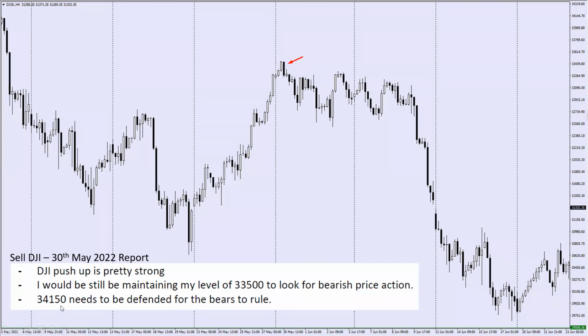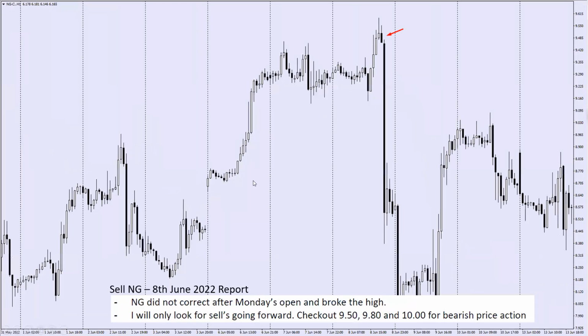And 34,150 needs to be defended for the best. So basically it's up over here. So over here you have an engulfing, bearish engulfing, boom. So this is what I call strong bearish engulfing. You see, it closed much lower than the low of the previous candle. That's why you can see it's much better, and it goes. Okay, this is another one.